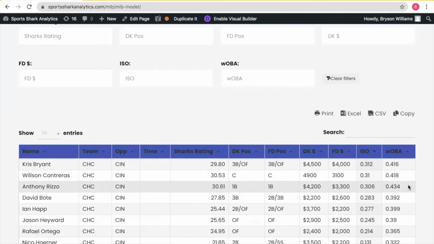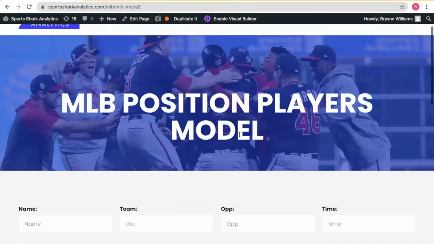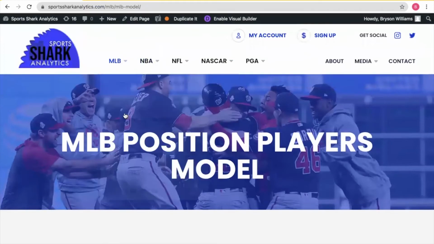Our model is more centered around tournaments and GPPs. That's mostly what we try to push out here at Sharps Analytics. So I would center my lineups around Sharp rating and ISO. And then the same thing for the pitcher model, which you would go right here.